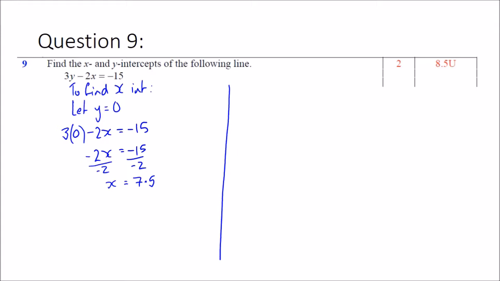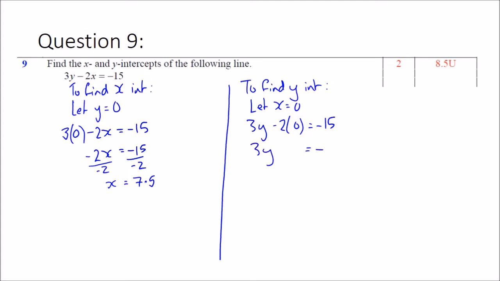Okay, to find the y-intercept, we just do the opposite substitution, but we do exactly the same process. There's nothing fancy here in terms of the math. So we're going to let x equal 0. So 3y minus 2 times 0 equals negative 15. So 3y, now minus 2 times 0 is 0, so this whole term just vanishes and we're left with this. Same thing that we did previously.